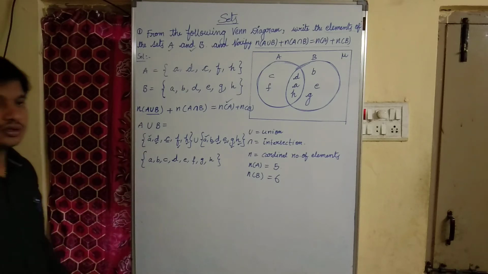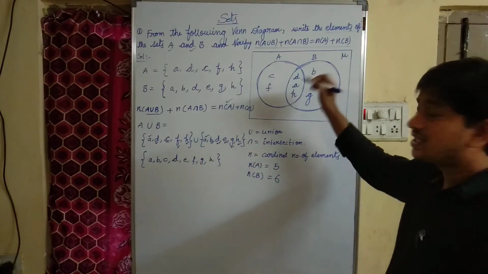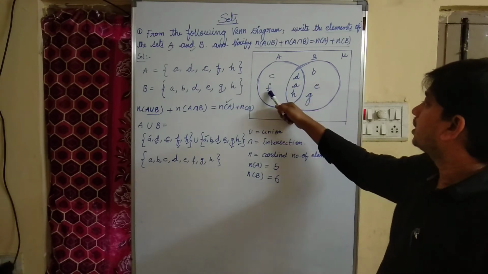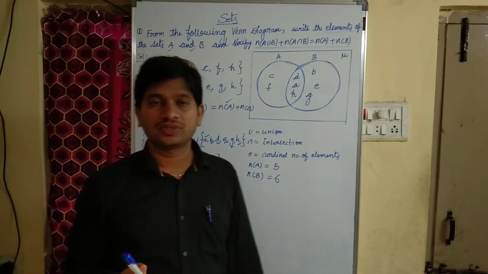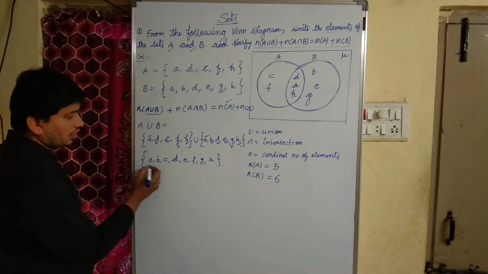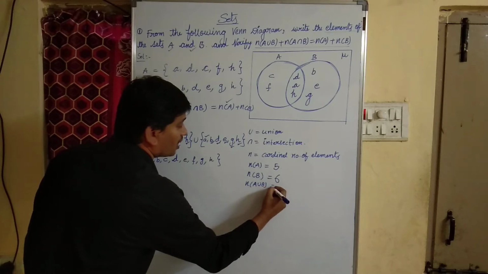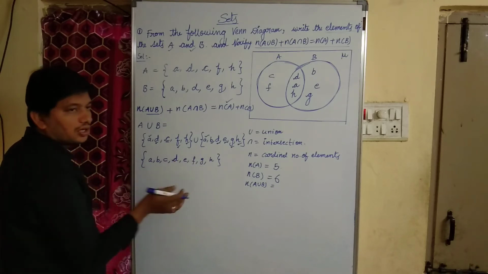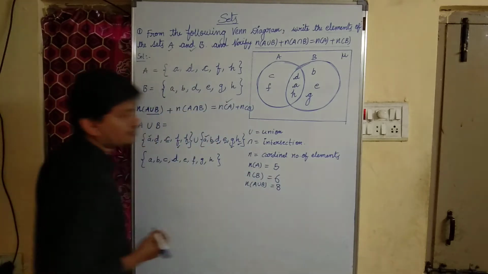So what is A union B? A union B means all the elements which are present in set A and set B. I mean a, b, c, d, e, f, g, h. All the elements which are present in both set A and set B. Right? Now coming to n of A union B. A union B is this. If we want to find n of A union B, what are the elements present in A union B? 1, 2, 3, 4, 5, 6, 7, 8. There are 8 elements present in A union B. So n of A union B is 8.